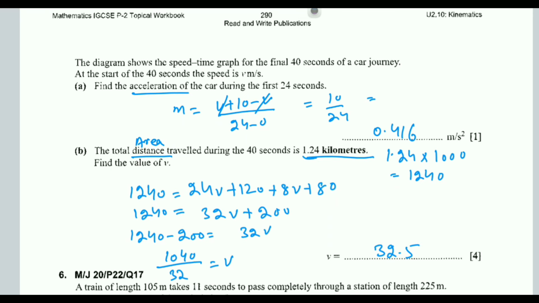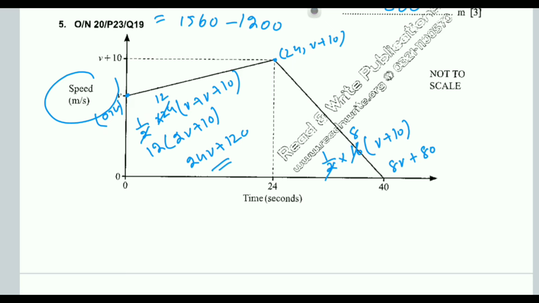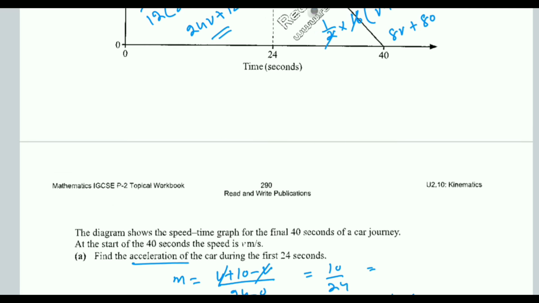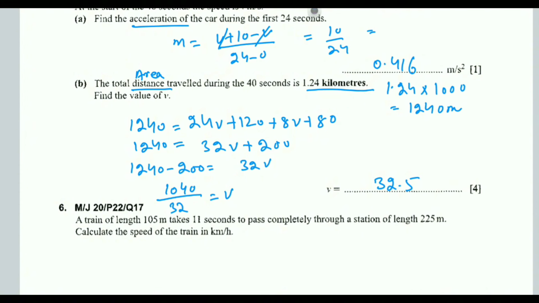Don't forget to convert this value. You have to convert it into meters first of all, because other values are in meters, like it is given in meters per second. So these values should be in meters as well. You have to convert the 1.24 kilometers into meters as well.